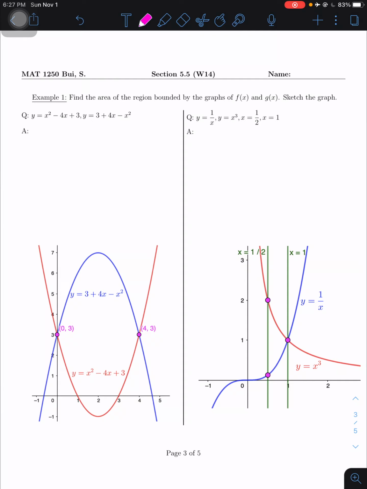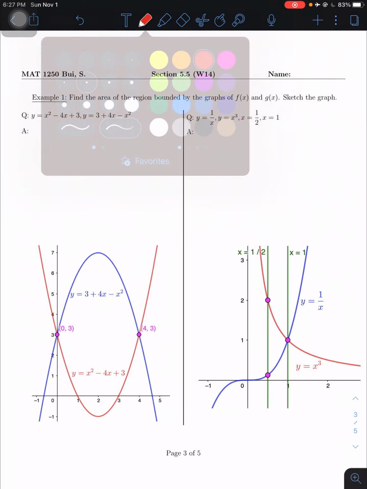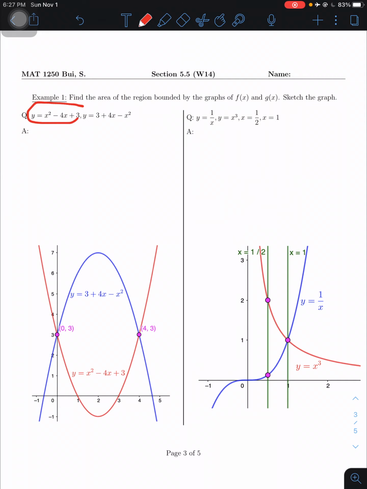So how can we do it? We have two functions in here. Let me put this one in red and this one in pink. First things first, you have to sketch it. In the homework or in this test, I'm not going to give you the graph, and you guys have to know how to graph it sometimes.